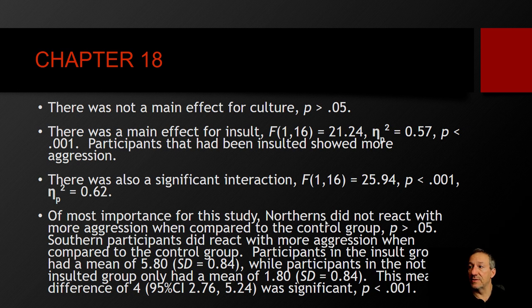Most important to this study, though, is Northerners did not react with more aggression when compared to their control group, the non-insulted group, but Southern participants did react with more aggression when compared to the control group. So the difference of 5.8 and 1.8, mean difference of 4, confidence intervals, and it was significant, p less than 0.001. Again, we get a mean difference of 4 in this one. That should be 4.00. If we ran it 100 times, 95% of those times, we would expect the mean difference to be between 2.67 and 5.24.